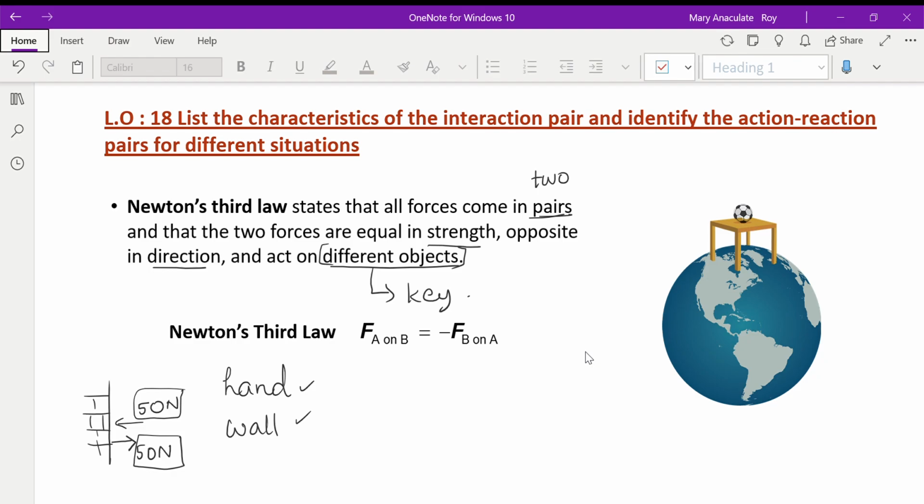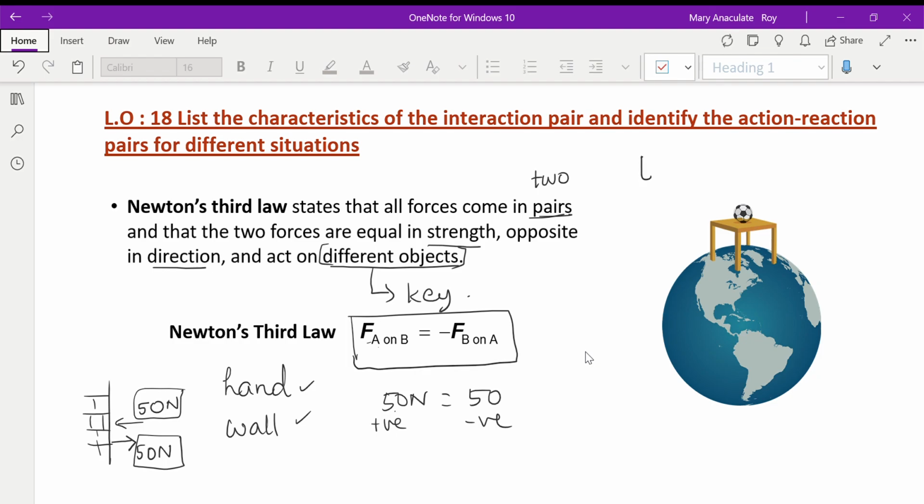Okay, now let's come to this. And also how do we represent it? You will find this formula or equation where force A on B equals negative force B on A. The negative sign indicates that the direction of these two forces is opposite. Although the 50 Newton is equal to 50 Newton, this is in the positive direction, this is in the negative direction. So you have that sign convention is different.